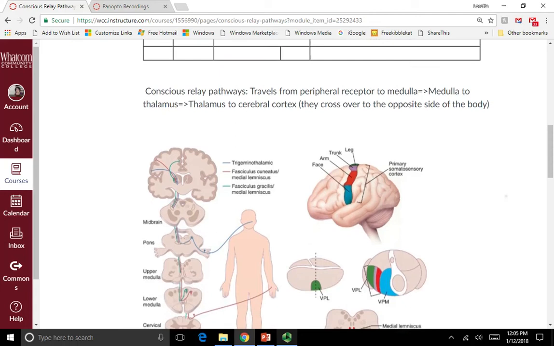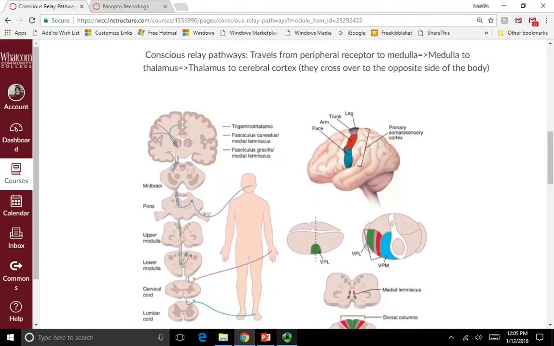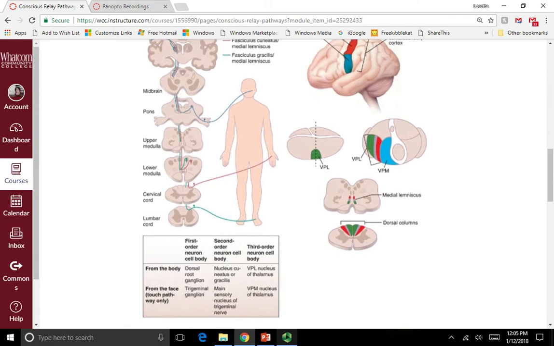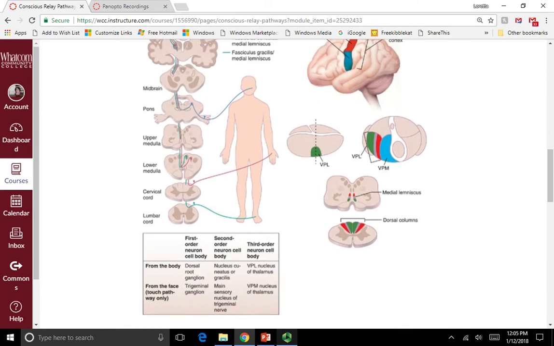So this is the path of the conscious relay pathways from the peripheral receptor to the medulla, from the medulla to the thalamus, from the thalamus to the cerebral cortex. The information crosses over from the side of the body to the opposite side of the thalamus. So that's going to come into effect if we have a spinal cord injury or a brain injury, where the deficit shows up. Okay, and then that is our graphic from the book.